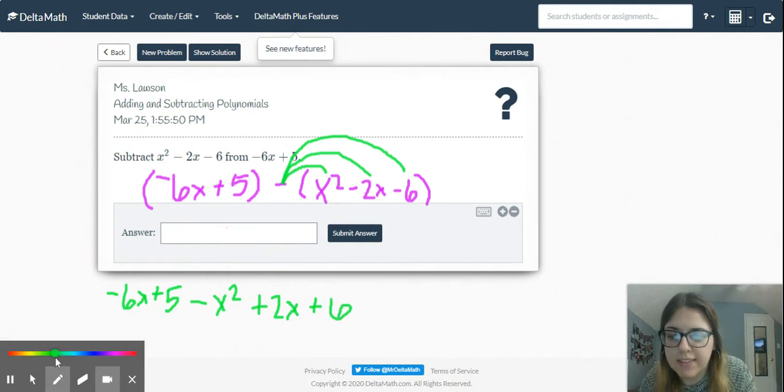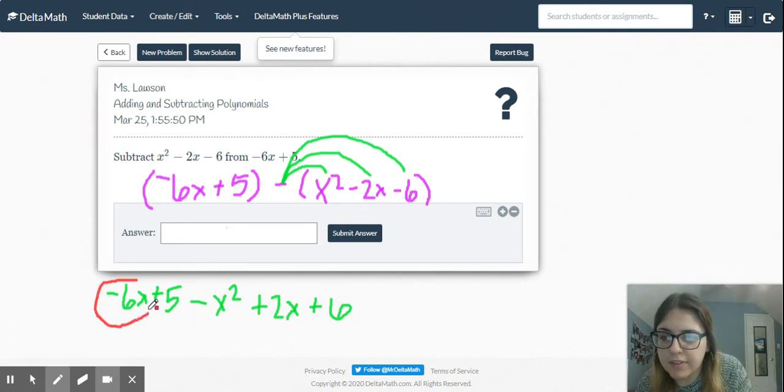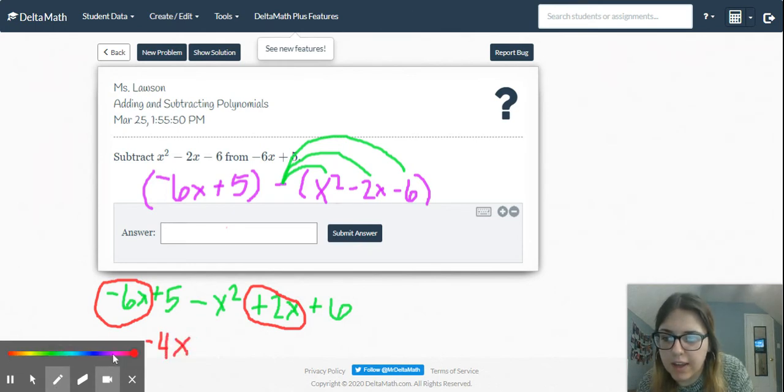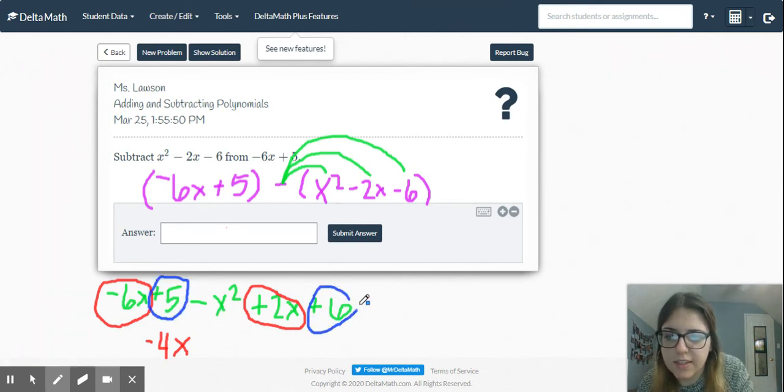Now I'm done with that step, and I can combine like terms. So negative 6x goes with positive 2x, and negative 6 plus 2 is negative 4x. Then I'm going to have positive 5. That goes with positive 6, and that gives me positive 11.